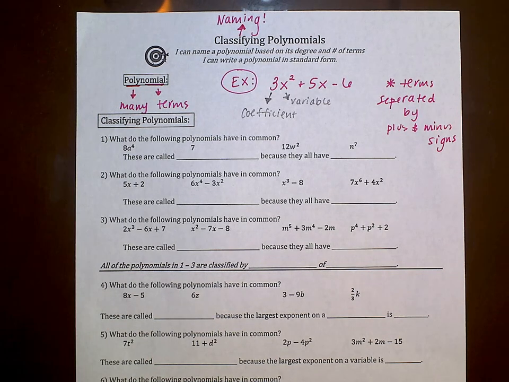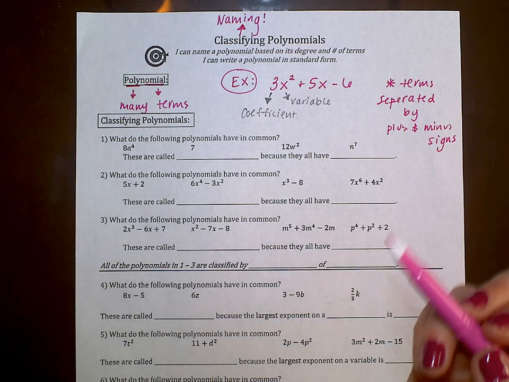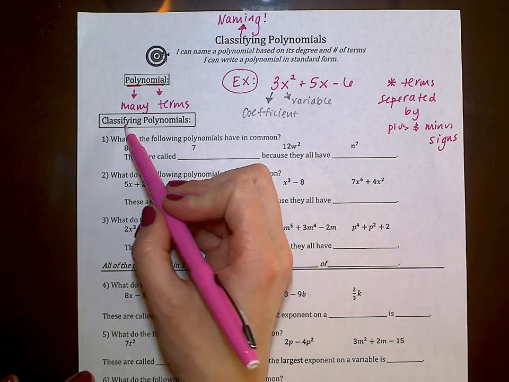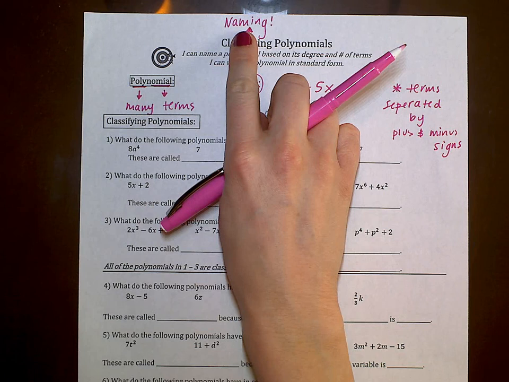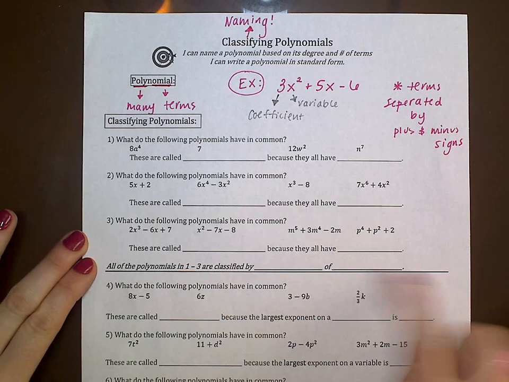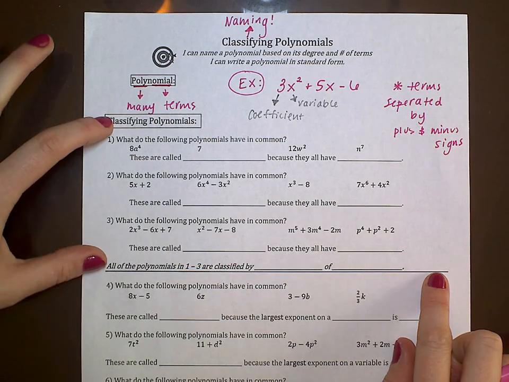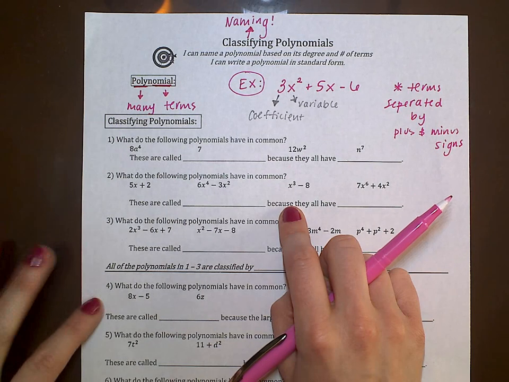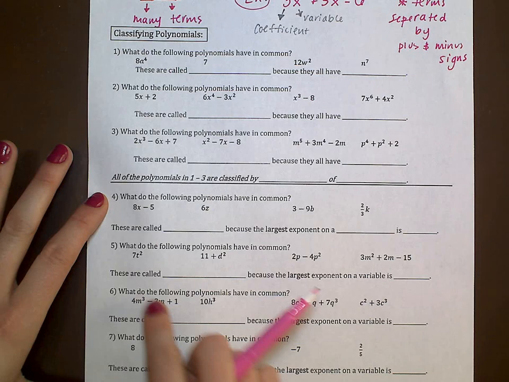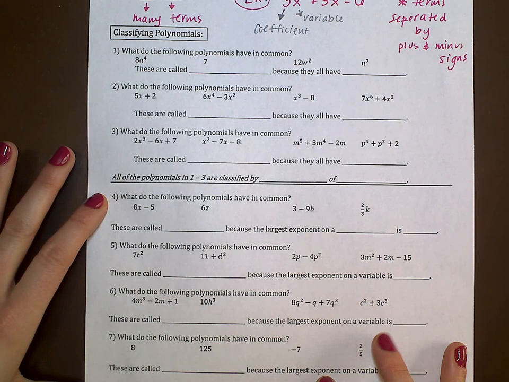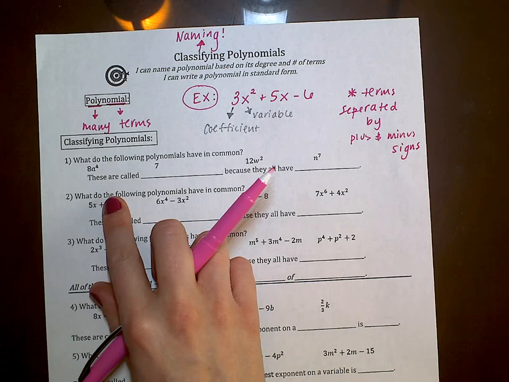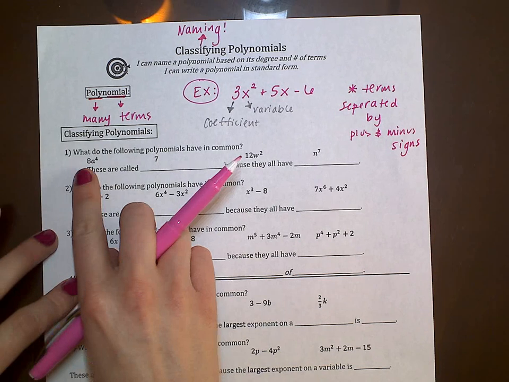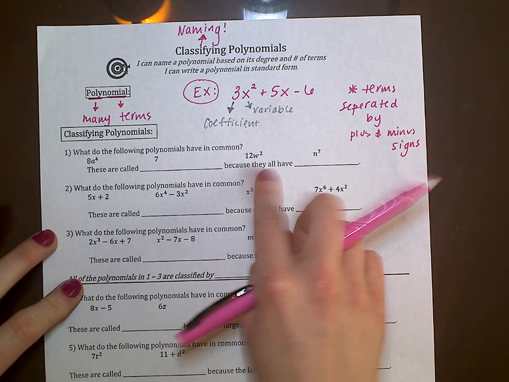Okay, so there's actually 2 different ways to classify or name a polynomial. And that's kind of why this line is right here. So 1 through 3 are going to show us how to name a polynomial one way, and then 4 through 7, those are going to show us how to name a polynomial another way. Okay, let's analyze number 1. So they're asking me, what do all of these polynomials have in common?